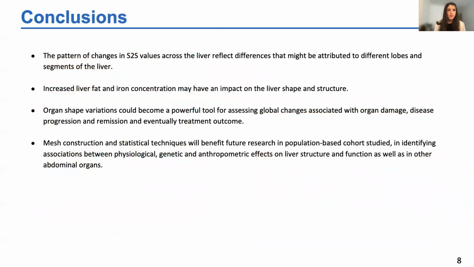Here we showed that the pattern of changes in surface-to-surface values across the liver reflects differences that might be attributed to different lobes and segments of the liver. We further showed that increased liver fat and liver iron concentration may have an impact on the liver shape and structure. Here we show that organ shape variation could become a powerful tool for assessing global changes associated with liver damage, disease progression, and eventually treatment outcomes.